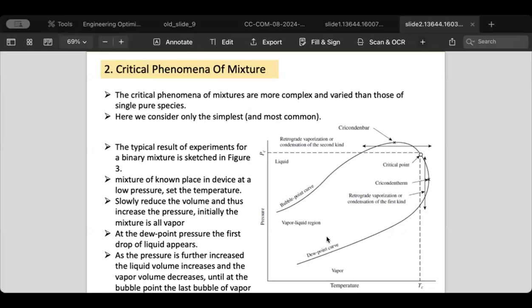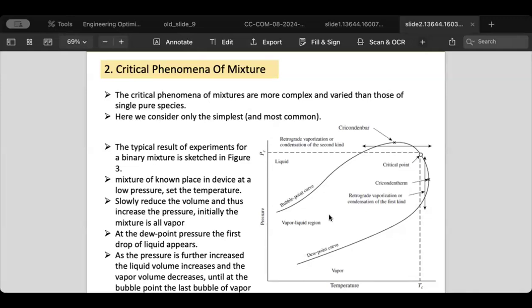At a certain point, it will condense and form the first drop of liquid. At that point, we call it the dew point, right? And if you further pressurize it, you enter the vapor-liquid region. Now our mixture contains two phases, vapor and liquid, because we are in the vapor-liquid region.